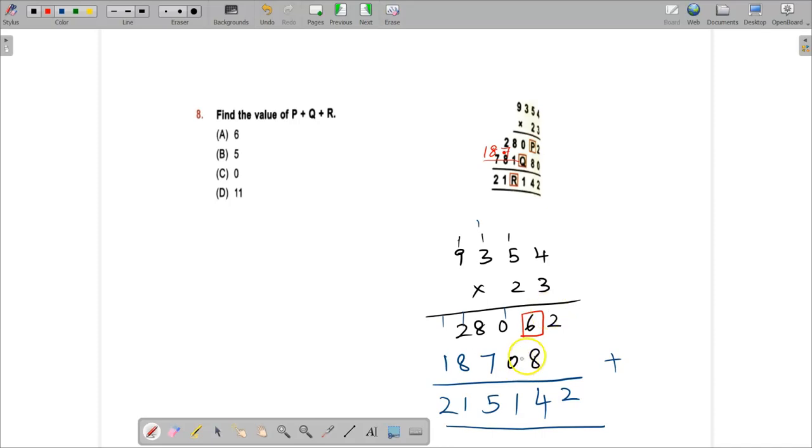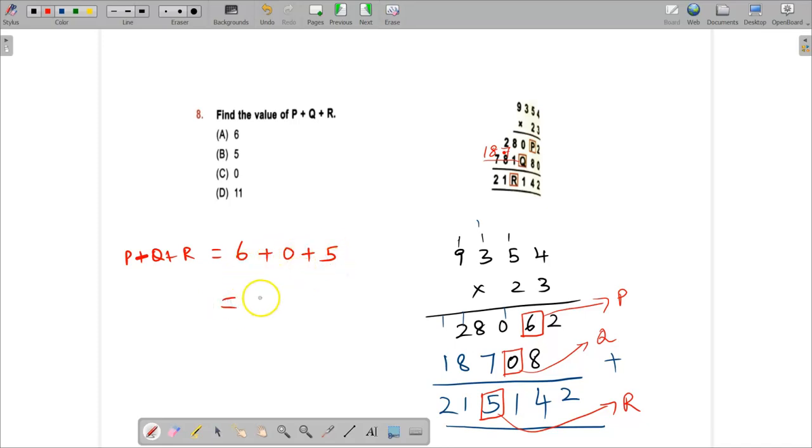And then followed by q and then followed by 8. So this value is q, and then 2 1, then it is r 1 4 2. So actually this value is p, this value is q, this value is r. Okay, p q r. So what is p? P value is 6. So we need to find out the value of p plus q plus r, which is p value 6, q value 0, and r value 5. So 6 plus 0 is 6, 6 plus 5 is 11. So the option D is correct.